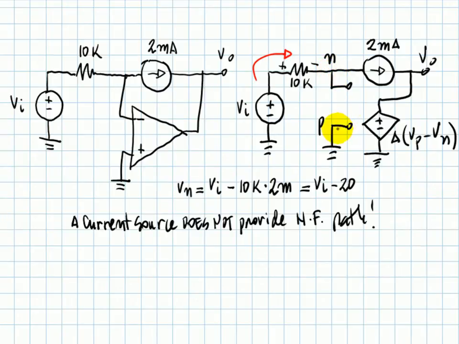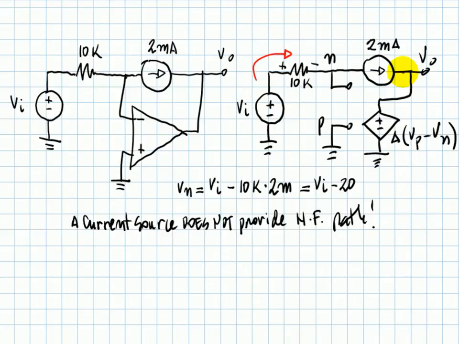It's not going to be equal to Vp. So in general, the current source up here does not provide negative feedback. Whenever you see a current source there, independent or controlled, there is no negative feedback, at least not due to that source. Maybe if there is a resistor in parallel with that one. Possibly.